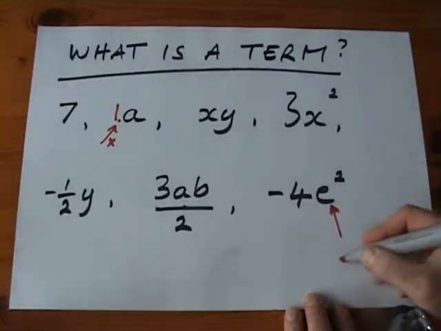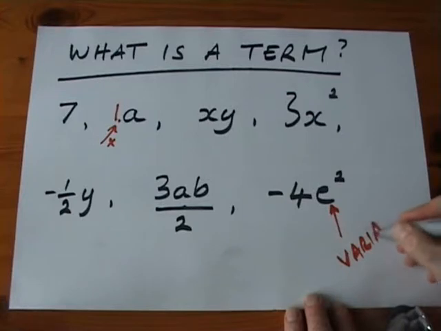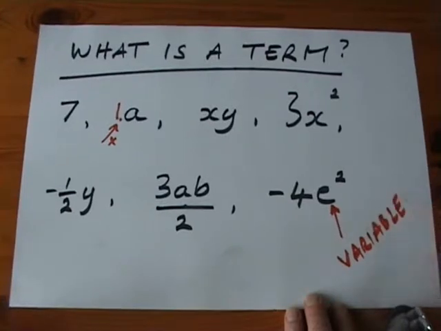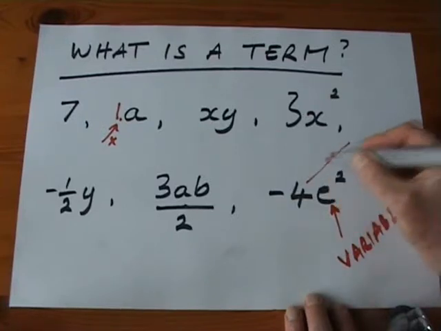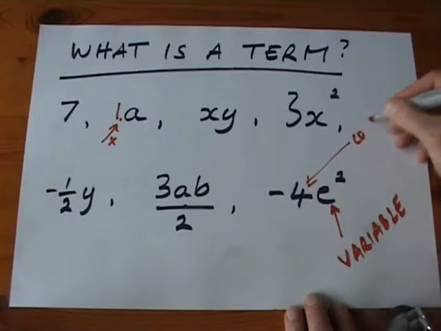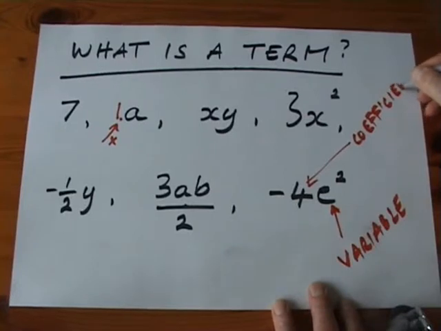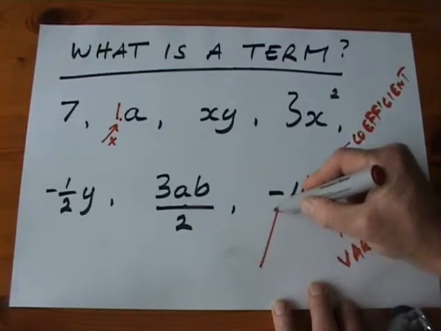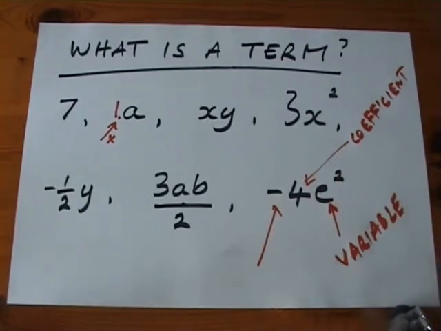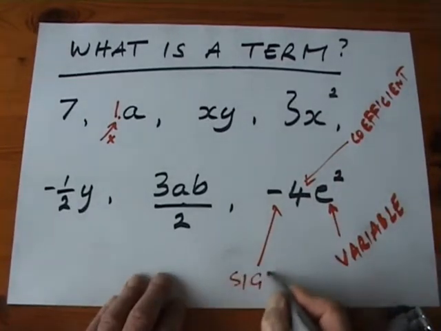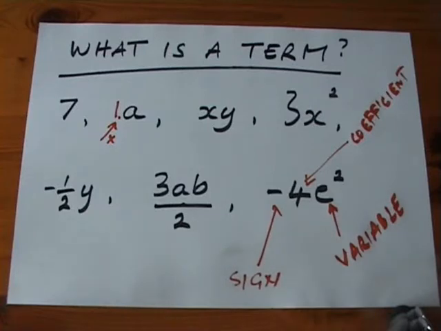This is what we call the variable. It's the letter part of the term, and in this term it's an e squared. This is what we call the coefficient. So what is coefficient? C-O-E-F-F-I-C-I-E-N-T. And then terms also have a sign. You'll see the sign if it's a negative, but of course if it's a positive you leave it out.